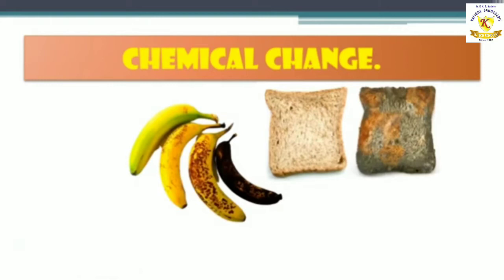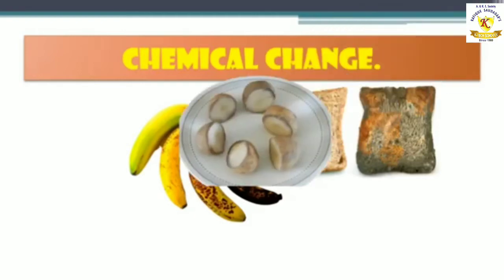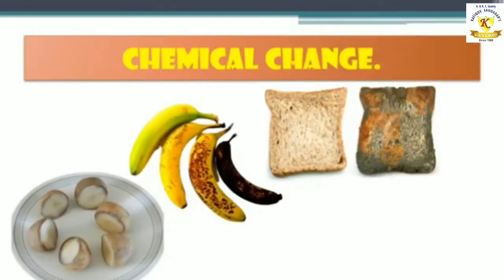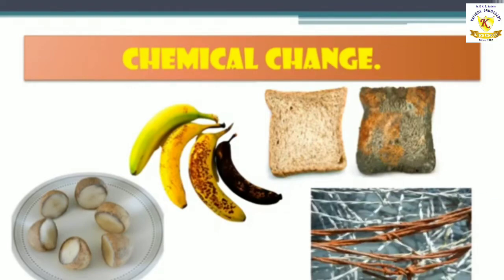The second example is bread. You can see if the bread is kept for a long time, it starts decomposing and there is a change in the color. Even a cut potato, if you cut the potato and keep it for some time, you can see the color change in that potato. So that is the chemical change happening.